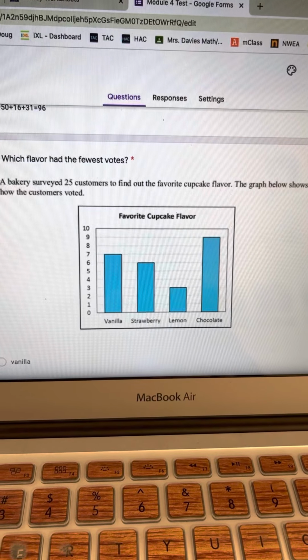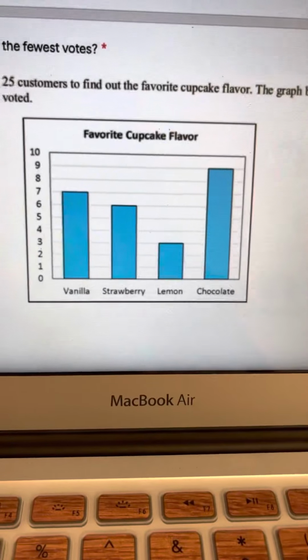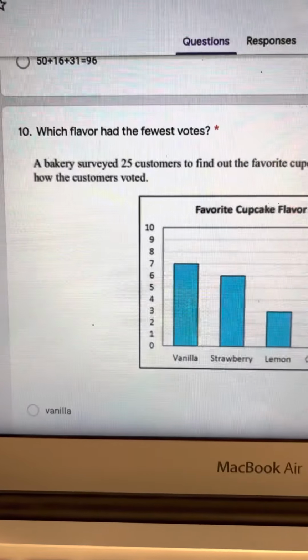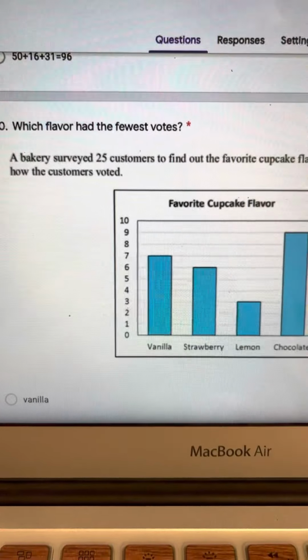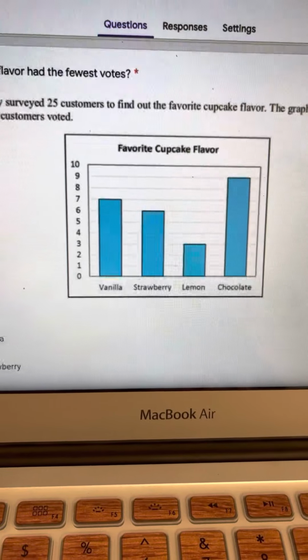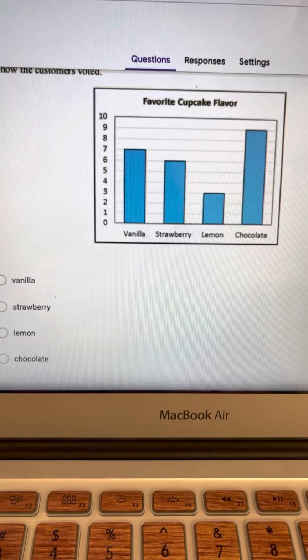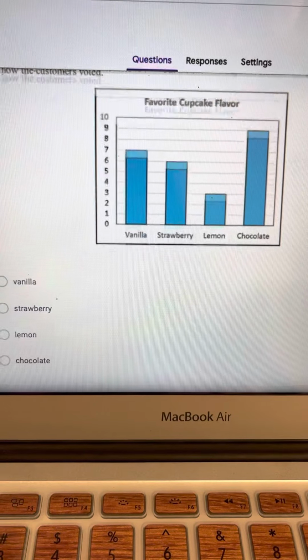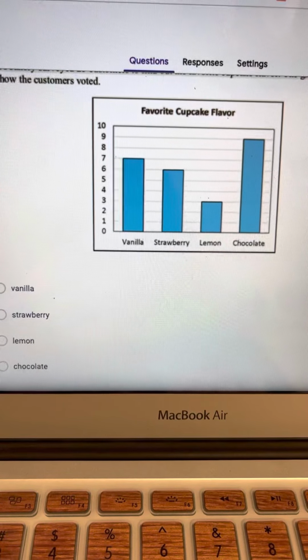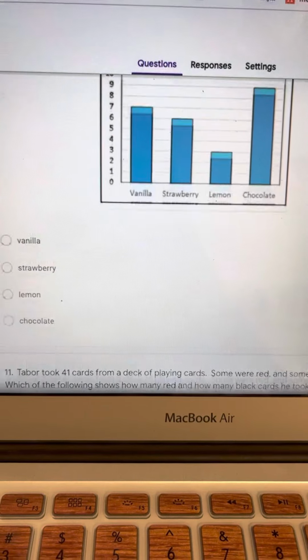All right, number 10, it says a bakery surveyed 25 customers to find out the favorite cupcake flavor. The graph below shows how the customers voted. So here's your chart. The question says, which flavor had the fewest votes? So is it vanilla, strawberry, lemon, or chocolate? Which flavor had the fewest votes?